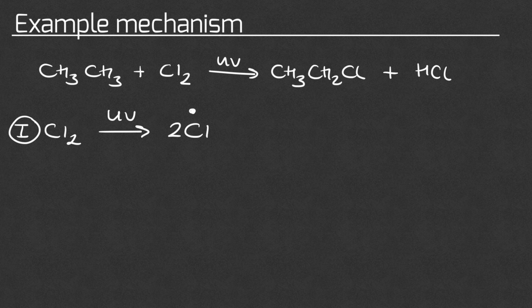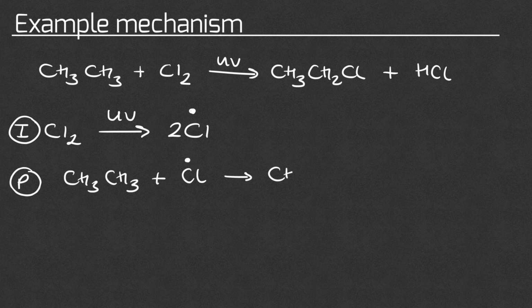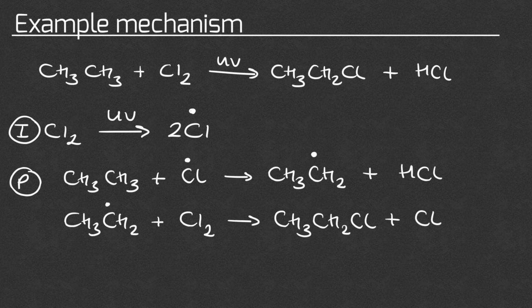The first step is initiation, to break apart the chlorine into two chlorine radicals. The first propagation step involves the chlorine taking hydrogen off the alkane, leaving an alkyl radical and HCl. The second propagation step is the alkyl radical reacting with a molecule of our halogen to produce our halogenoalkane and to regenerate the radical we used in the first step.